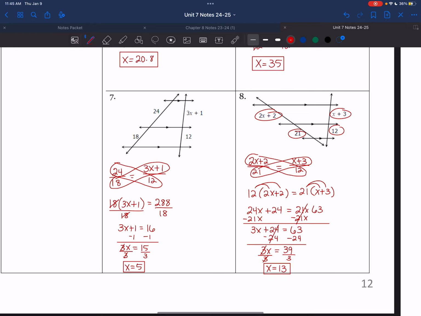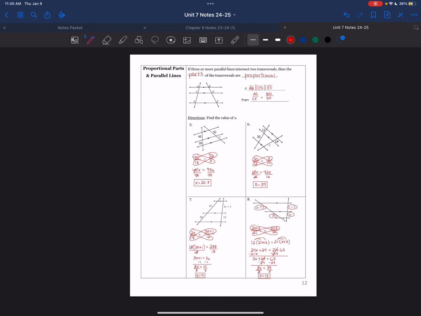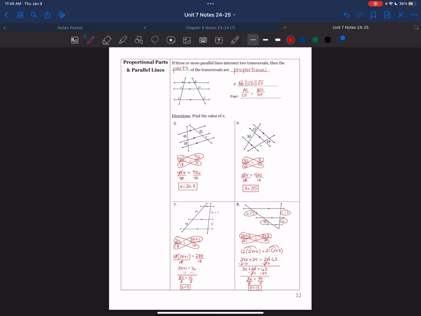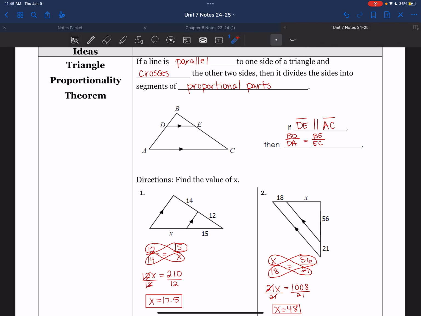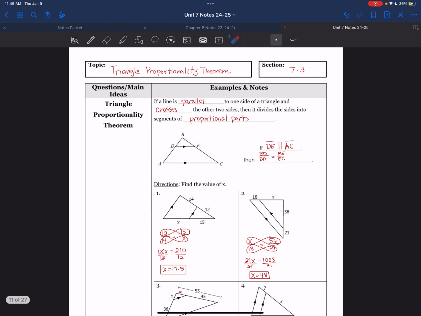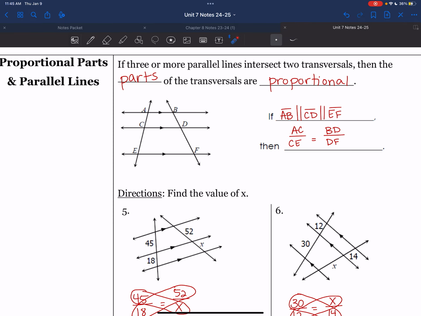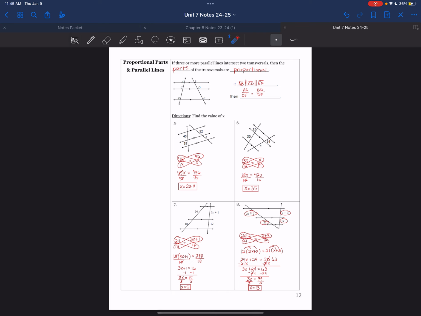And that's basically it. It's really the same concept for both pages. Just remember, if you have parallel lines running across like this, then their parts are going to be proportional to each other. In both, if you have triangles or if you just have parallel lines and two transversals, it's the same exact concept. All right, so that's all of the video that we have.